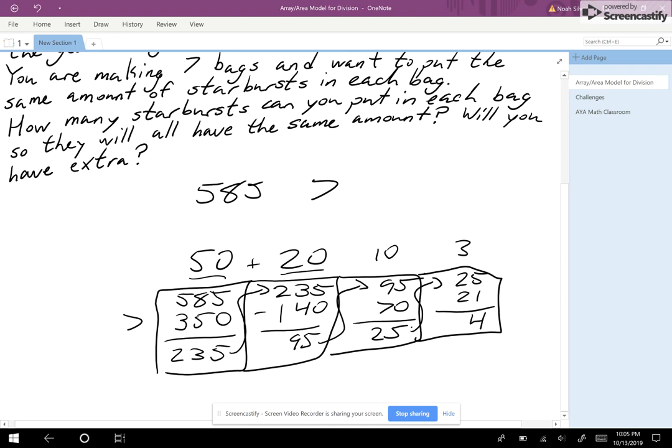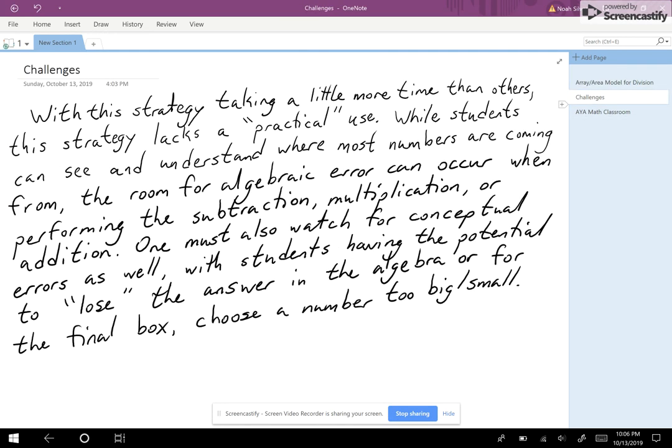I want to make sure all my friends get a fair amount of candy. So from here, we add all of our base numbers together because this is how much we put into each bag. 50 plus 20 plus 10 plus 3 equals 83 with 4 left over that you can't put in the bags. And that's essentially how this model works. It's a lot of multiplication, subtraction, and then in the end, that addition that gives us that final answer of 83 Starbursts per bag.